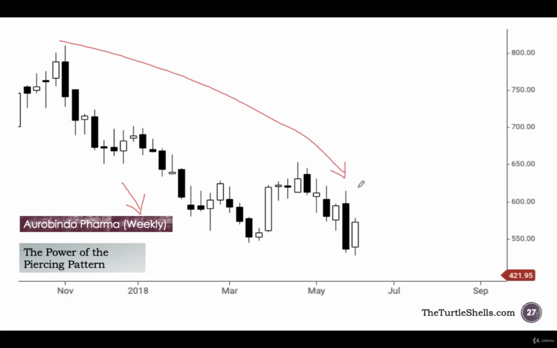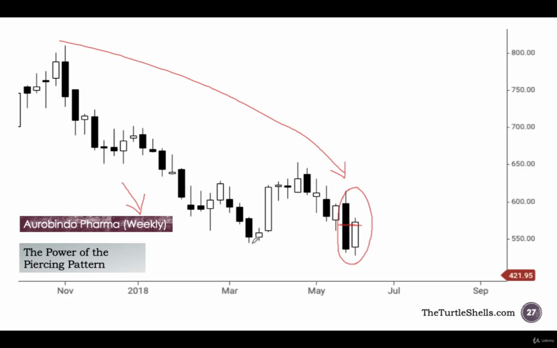Now, if you look at these two candles, it is not a perfect piercing pattern because the white candle has not opened below the low of the black candle. However, the closing has been just above the midpoint of the black real body. So this is a variation of a piercing pattern. So it's a positive sign.